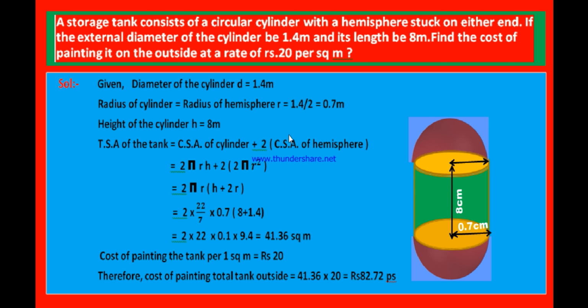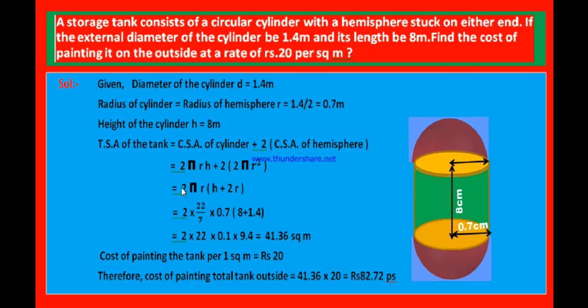Let us write down the formulas. CSA of the cylinder is 2 pi r h, plus 2 times the CSA of the hemisphere, 2 pi r square. Now take 2 pi r common in both. If we take 2 pi r common, in this term we have h, and in this term, you have another 2r.